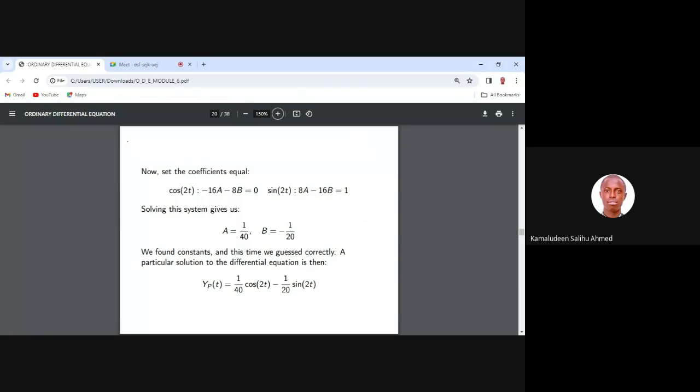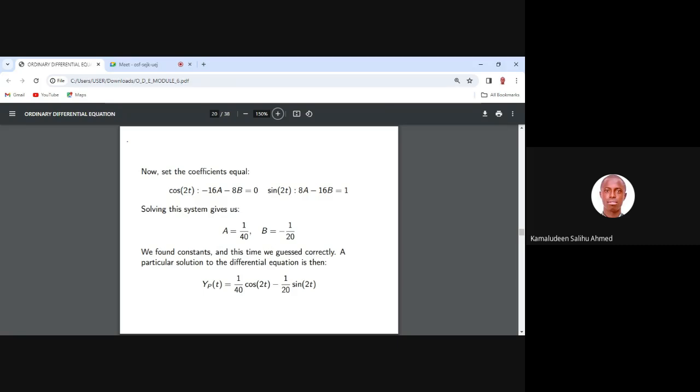So now the sine 2t is such that 8a, the coefficient of it, minus 16b is equal to 1. We have the sine from the problem given to us, and it only appears one time, no multiplication there. So when you take this to the left hand side, you get your a down. After getting your a, you then substitute the value of your A into this equation 2. Then you end up having A equals 1 over 40.